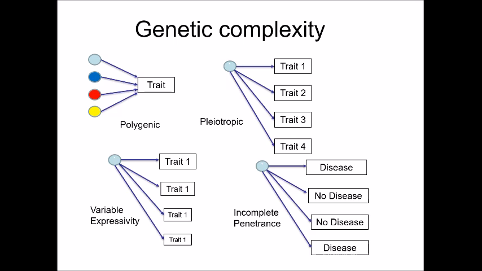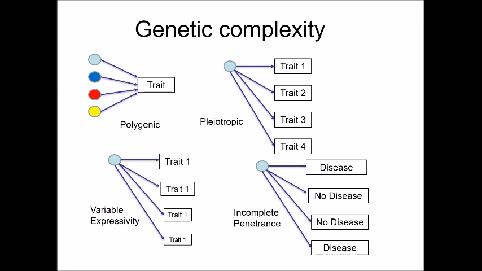Now, two related concepts are first variable expressivity. Notice that the same trait is there, but it occurs in different individuals to a different degree. It's a quantitative difference. Perhaps one of the best examples of this is male pattern baldness. If we look at the royal family of Great Britain, King Charles and his two sons, Harry and William, all have very different levels of balding, and that's typical among any group of male siblings. That's variable expressivity.